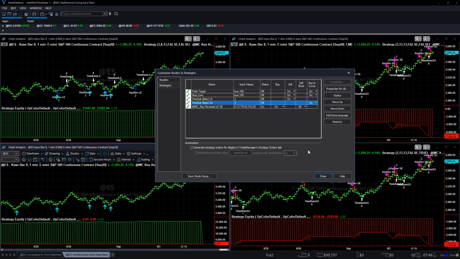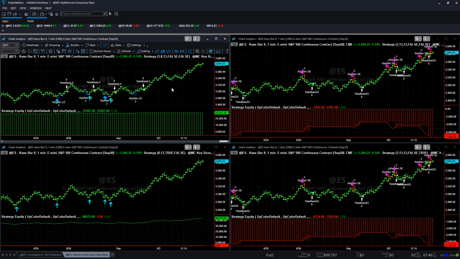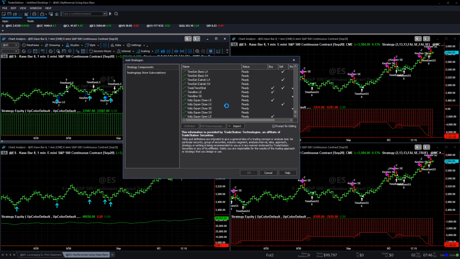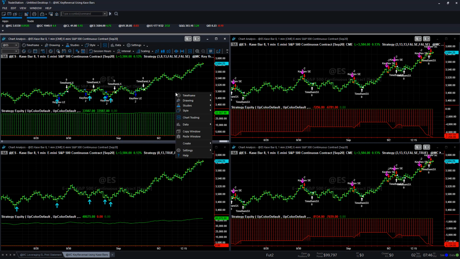I can go to, let me close this. I can right click in a chart. I can go to studies and add strategy. And here under strategy components are those profit target and stop loss components. And I added those into the chart. Also, here's the time exit bars, long exit and short exit. So what we're using here is a custom entry strategy, and we're using components to exit.